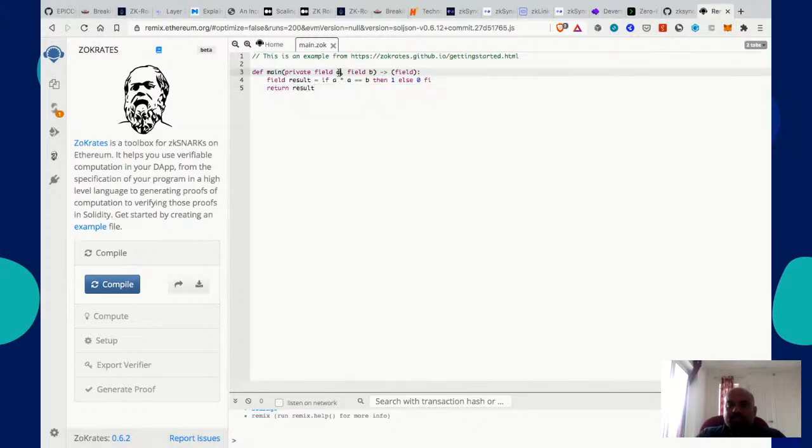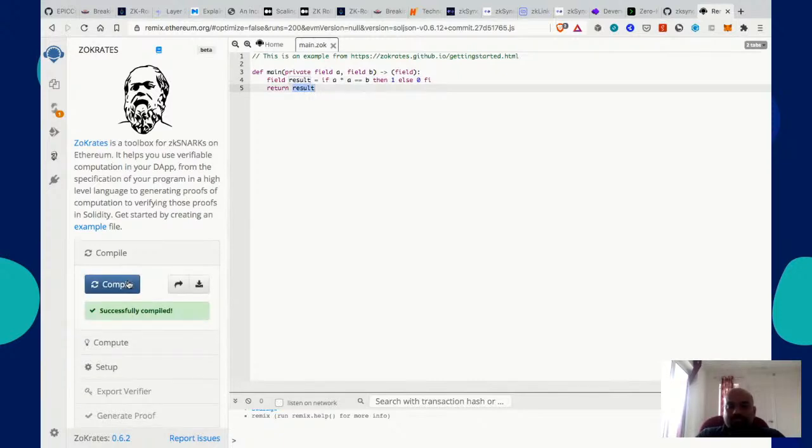This is a proof with two finite field elements, elliptic curve field. You are passing a private field A and B to another field called result, and the proof is: if A square equals B, then 1, otherwise 0. That means you pass true only if A square equals B. This is the proof, and it returns the result.